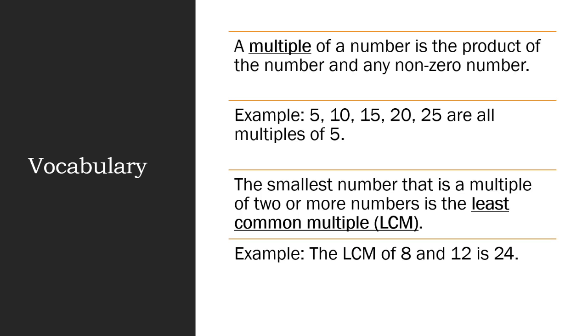The smallest number that is a multiple of 2 or more numbers is the least common multiple. So the least common multiple of 8 and 12 would be 24. That's the smallest multiple of 8 and 12.